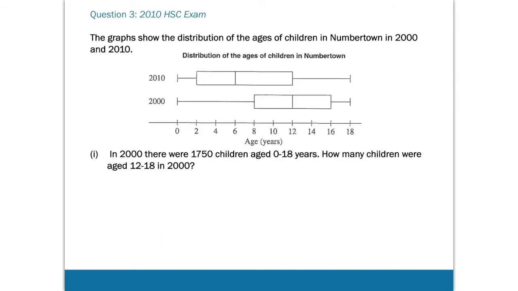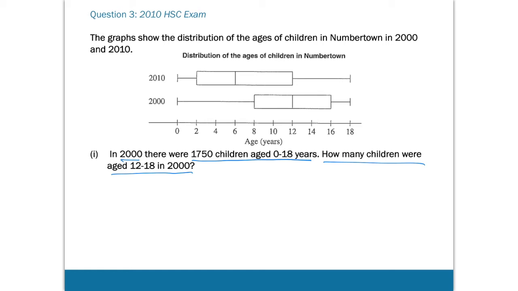Okay, so the graph showed the distribution of the ages of children in Numbertown in 2000 and 2010. In 2000, there were 1,750 children aged 0 to 18. How many children were aged 12 to 18 in 2000?